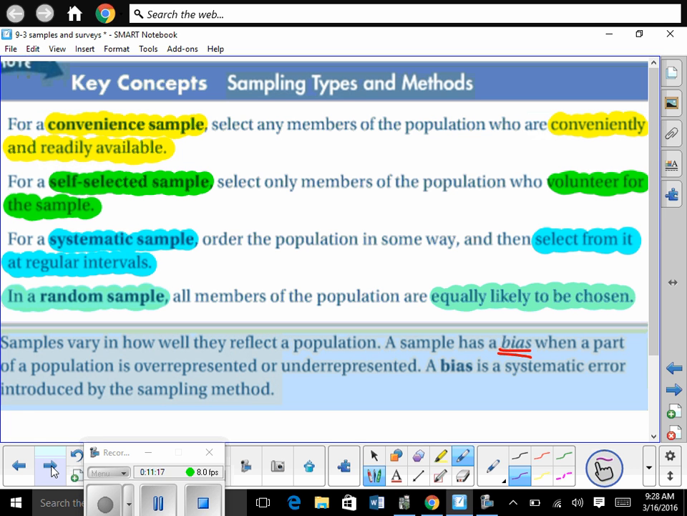It says, a convenient sample: you select any members of the population who are conveniently and readily available. So an example of a convenient sample, for instance, if I was sampling, let's say the population was the RHS student body, wouldn't it be really convenient for me to choose you people as my sample because you're in my class? Right? Okay. So convenient sample, you select any members of the population who are convenient and readily available. Then there's also a self-selected sample. This is when you select only members of the population who volunteer for a sample.